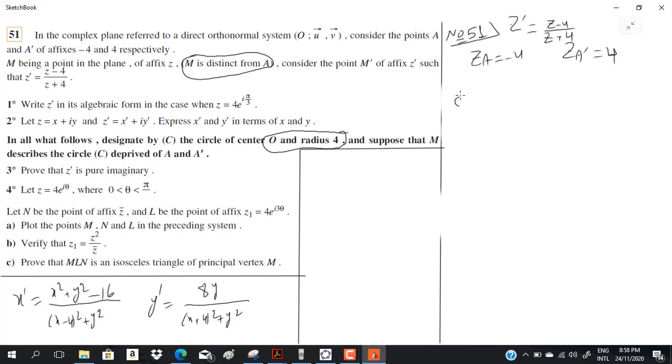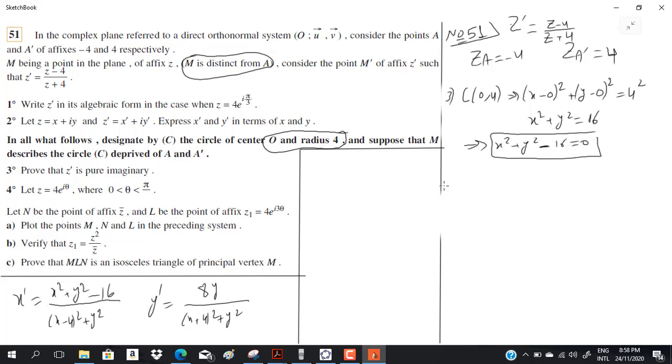We have to find the equation of the circle. It's the circle of center O. This is part 3. Circle of center O and radius 4 has an equation x minus the abscissa of the center squared plus y minus ordinate of the center squared equal radius squared. It means x squared plus y squared equals 16. Or we can deduce that x squared plus y squared minus 16 equal to 0. Okay? M belongs to the circle. So the coordinates of M verify the equation of the circle.